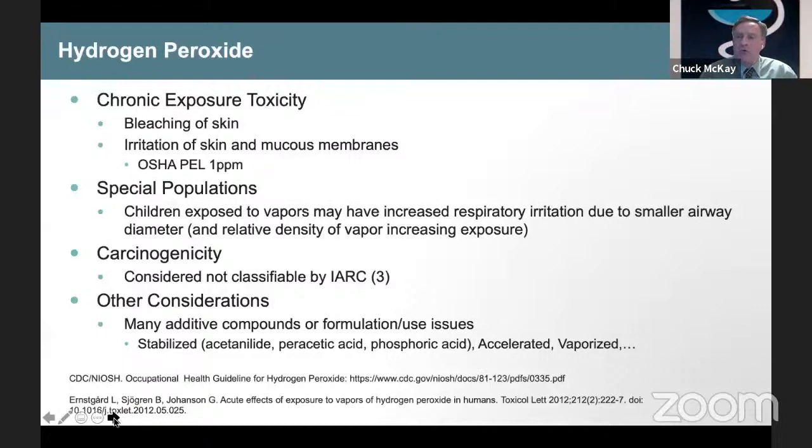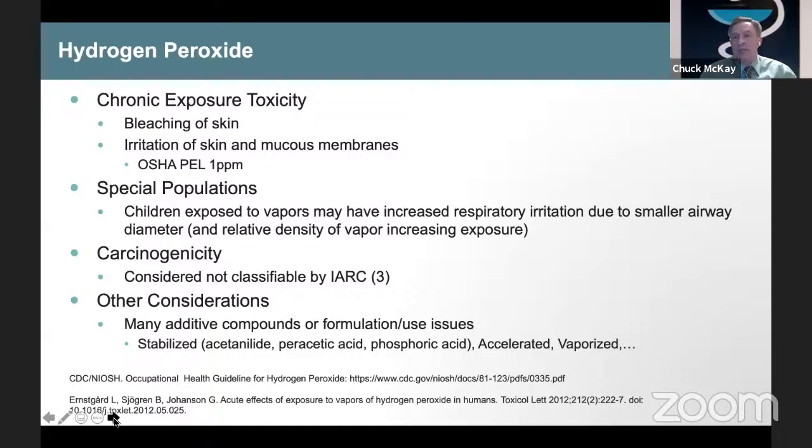Because of the move to try and make this more useful and having less contact time required, at least for some organisms, a number of different compounds are out there called accelerated or modified or stabilized hydrogen peroxide solutions. And those are usually pH adjustments and or incorporation of some organic acids or transition metals.